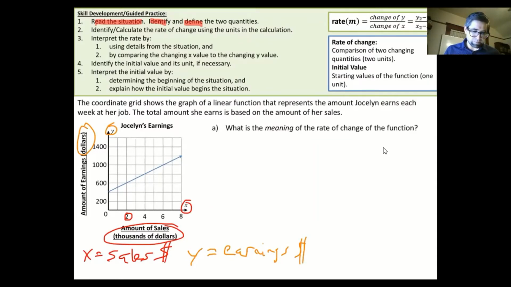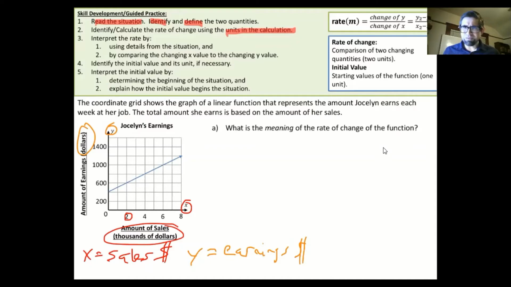Now the next step, step 2, identify or calculate the rate of change using the units in the calculation. Okay, so this is new. I don't think we've done this before, but I think it'll help us in our interpretation. We're going to use the units in our calculation. Okay, so how do we calculate rate? Well, at the top you see here, we have rate equals y2 minus y1 over x2 minus x1, or the change of the y values and the change of the x values.